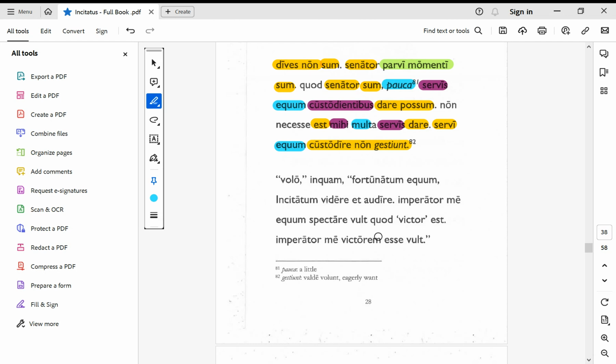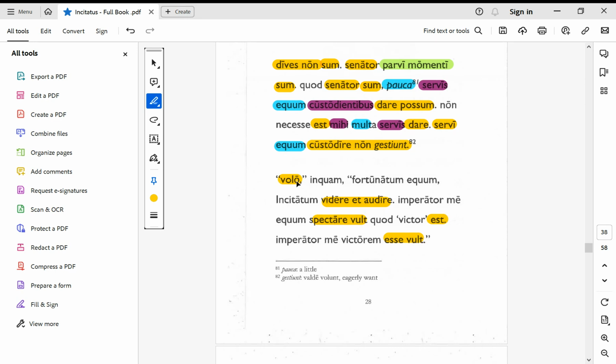Go down here too and try out this next one. So let's start by looking for our verbs. Volo, videre et audire, spectare volt, quod victor est, imperator me victorem esse volt. Okay. So we got some verb phrases here. We got volo, videre et audire, spectare volt, est, and esse volt.